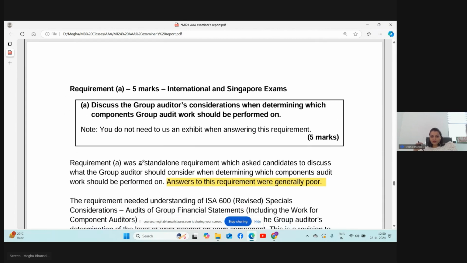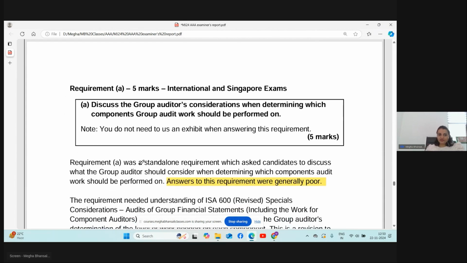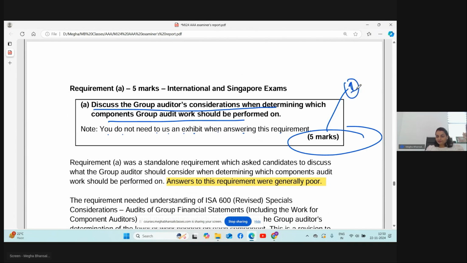Now, let's read what the requirement is. It says, discuss the group auditor's consideration when determining which components group audit work should be performed upon. Now, if you see, this is a very generic, straightforward question. It says you do not need to use any exhibits when answering this requirement. So, it's a direct theory question of 5 marks. You will definitely get one question like this in your exam. It's a direct concept-based question.